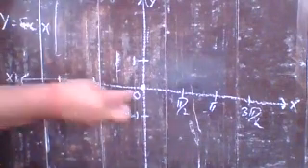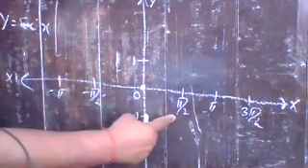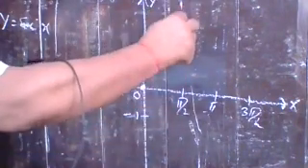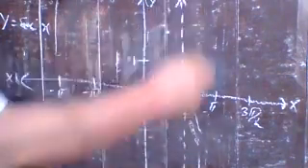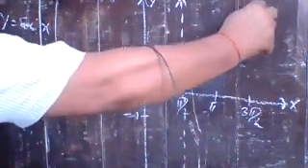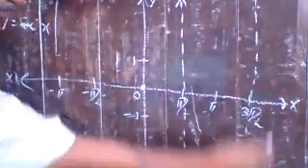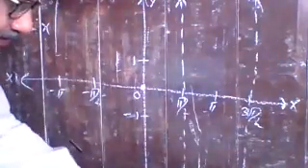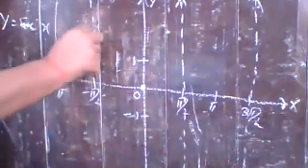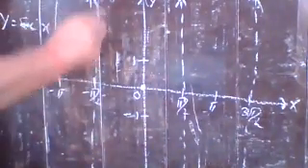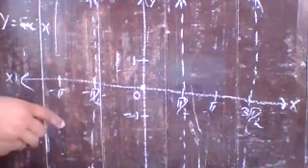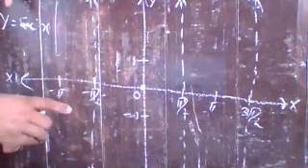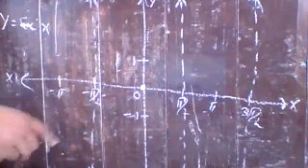Now see, at pi by 2, sec is not defined. So here you draw a line parallel to the y-axis. At 3 pi by 2, it is not defined, so here you also take a line. At minus pi by 2, you can draw a line parallel to the y-axis. In this way, you draw parallel dotted lines at which the curve is not defined.